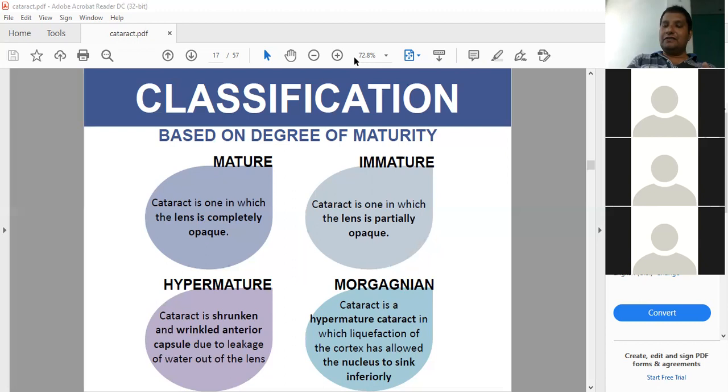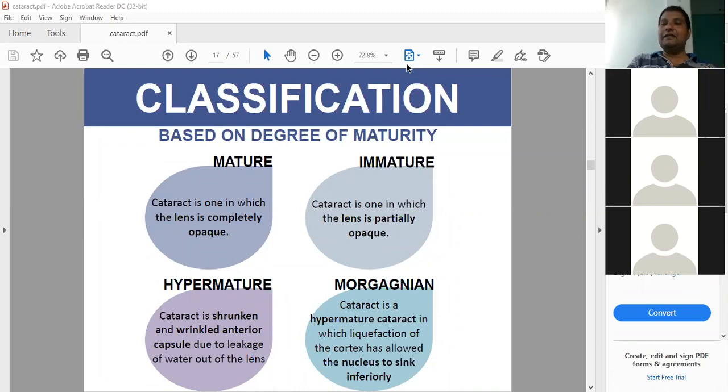And the fourth difference that we can see is with distant direct ophthalmoscopy. When you see the patient with distant direct ophthalmoscopy, you will see a red glow in normal patients. In immature cataracts, you will see a black opacity against the red glow. It may be faint, but you can see the red glow, whereas in mature cataract, you will not see a red glow.